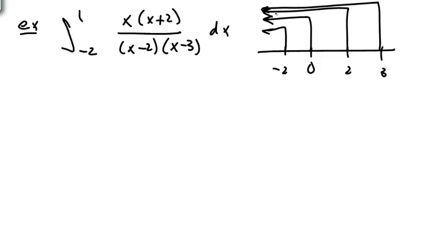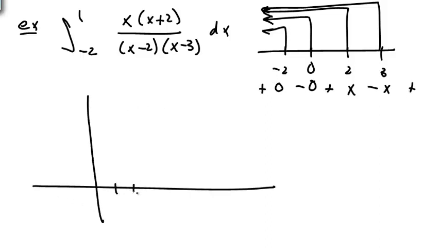Oh, I messed this one up. I totally messed this one up. Ah, well, undefined at 2 and 3. We have zeros at -2 and 0. It is what? Positive, negative, positive, negative, positive. So our curve looks like 1, 2, 3. We have vertical asymptotes at 2 and 3. We have zeros at -2 and 0.